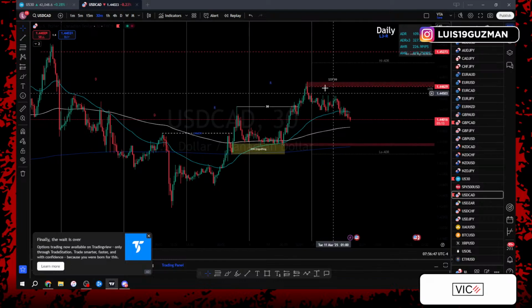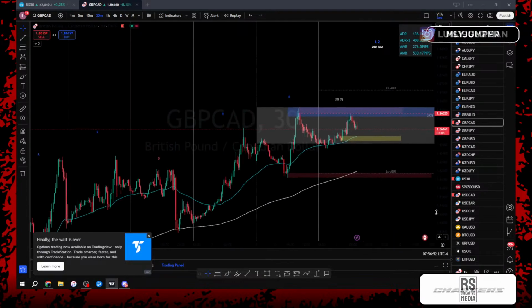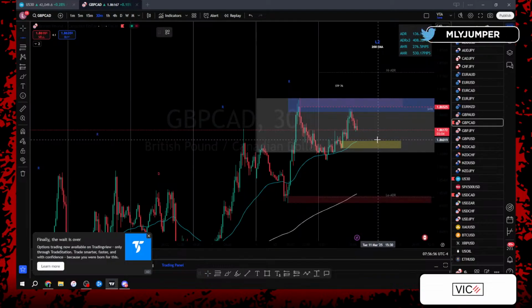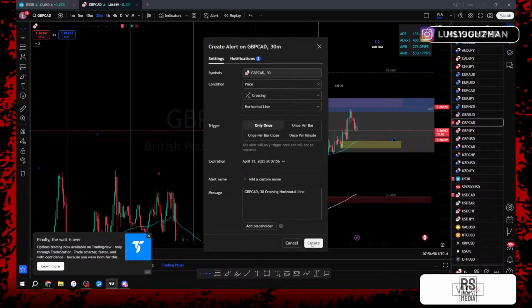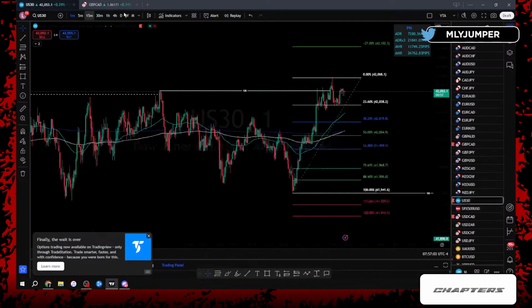Again, USD CAD not really the best one. GCAD and US 30 really are the two best pairs to keep an eye on. So what I'm gonna do is, just in case so we don't miss this trade, we're gonna put an alarm here. And we'll go off from there.